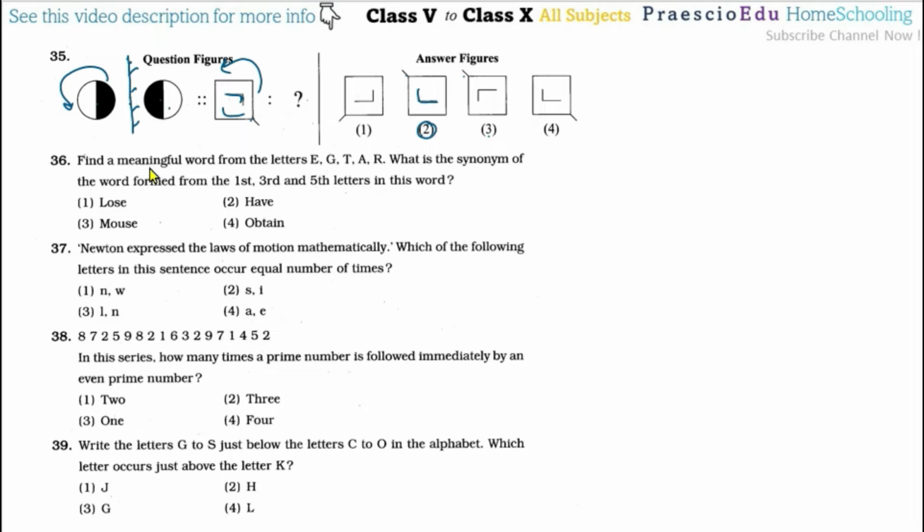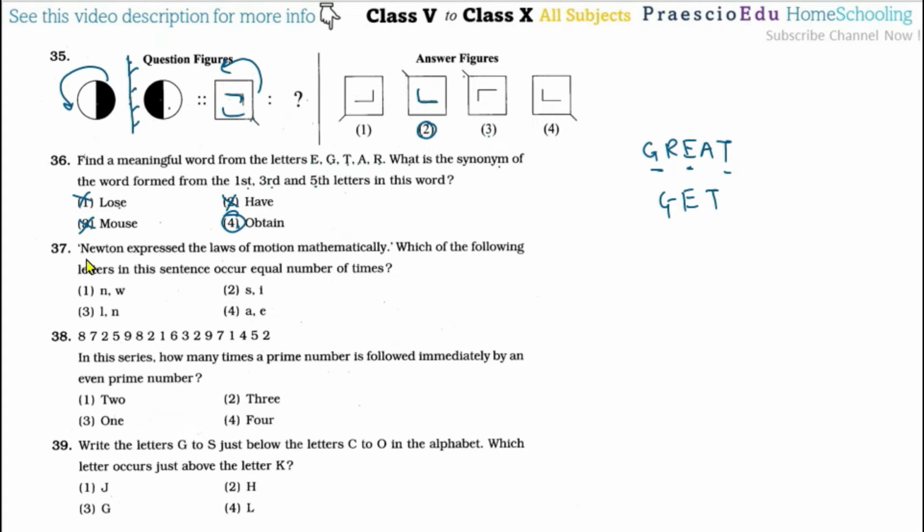Question number 36. Find a meaningful word from the letters E, G, T, A, R. So from this one, great: G, R, E, A, T. So this word can be formed. What is the synonym of the word formed from the first, third, and fifth letters? First, third, and fifth means G, E, and T, that is, gate. And gate has the synonyms: lose, no; have also, no; mouse, no; obtain, yes. Gate and obtain are synonyms. So option number 4 is the correct one.